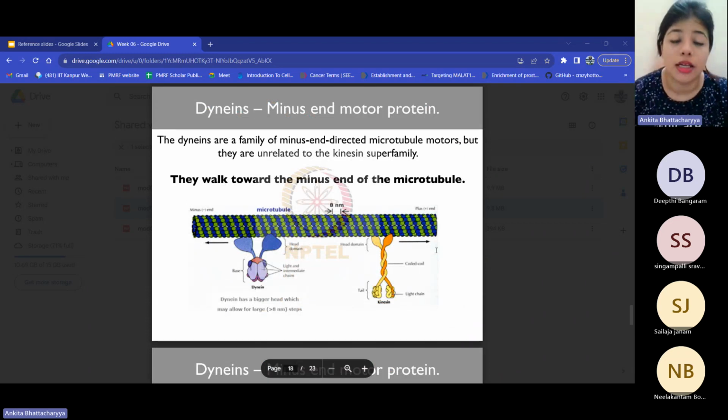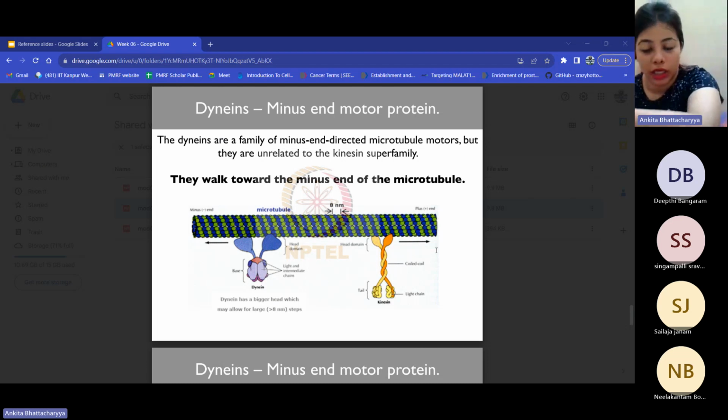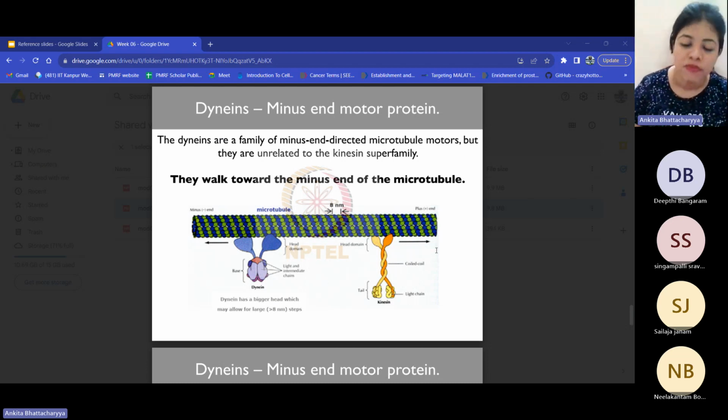Then came dyneins. These are minus end directed microtubule motors. They are unrelated to the kinesin superfamily. Their movement is in a completely opposite direction. Their structure is quite different, as you can obviously see here. Dynein has a much bigger head domain, which allows for much larger steps. When we say steps, we look at it as if a person is walking along the microtubule track. Therefore, the span that is covered by dyneins while they are walking is much larger.